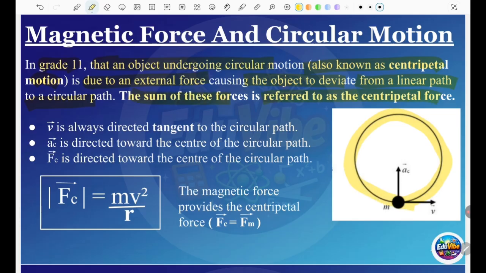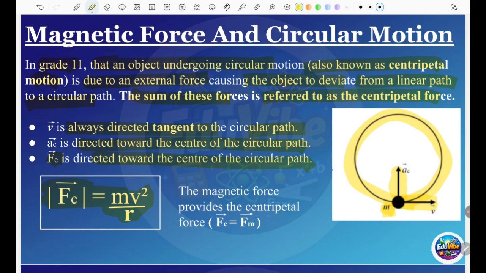The sum of these forces is referred to as the centripetal force, and from here you can generate one equation: centripetal force is equal to mv squared upon r. This equation is not on your data sheet, so you have to memorize it. Here v is the velocity, tangent to the circular path. ac is the acceleration, directed towards the center of the circular path, and Fc is also directed towards the center of the circular path; this is your centripetal force.